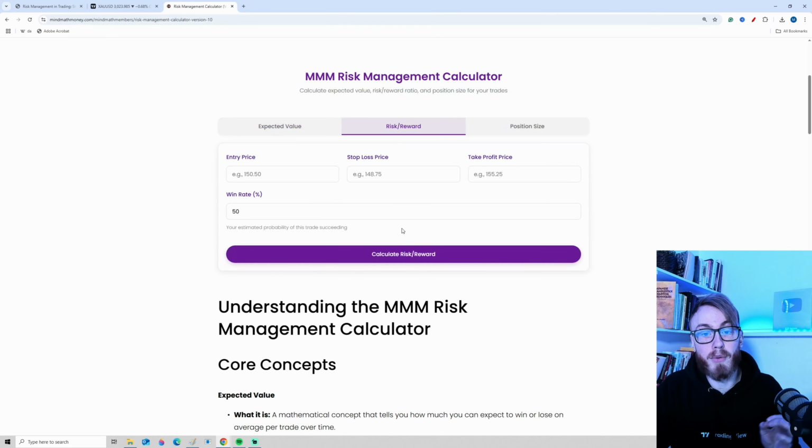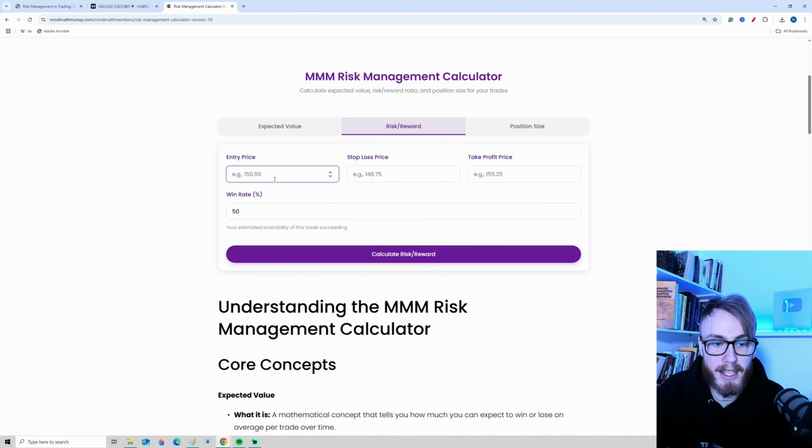But let's go to the risk to reward ratio here and take a look at some examples of risk to reward. So let's make a very simple example. Let's say that we enter a stock or cryptocurrency at $100. We set our stop loss at, let's say, $90, and we have our take profit at, let's say, $110.